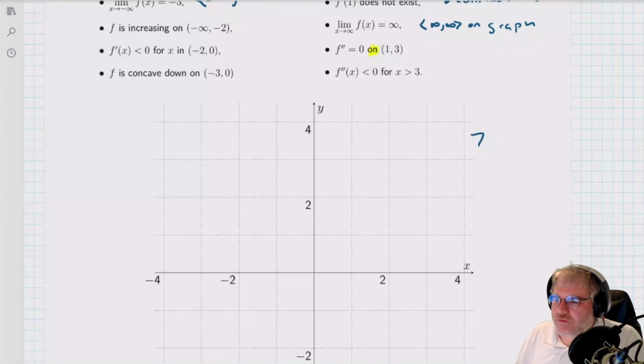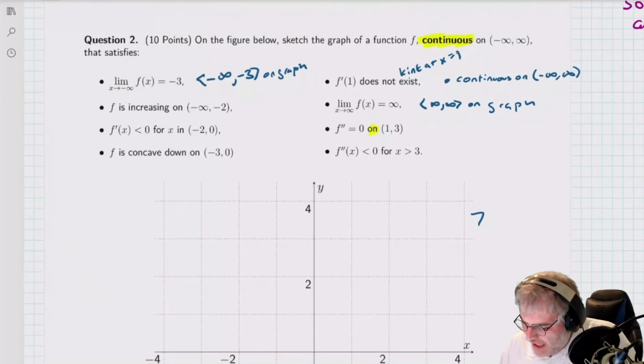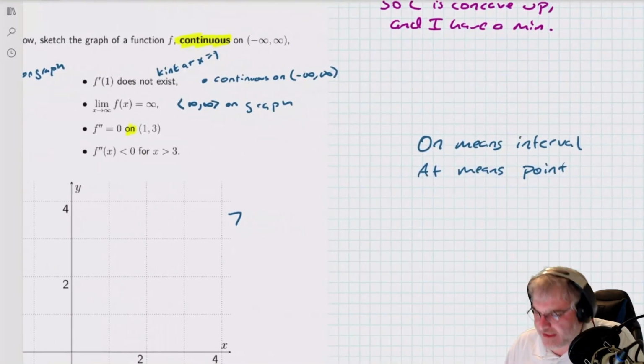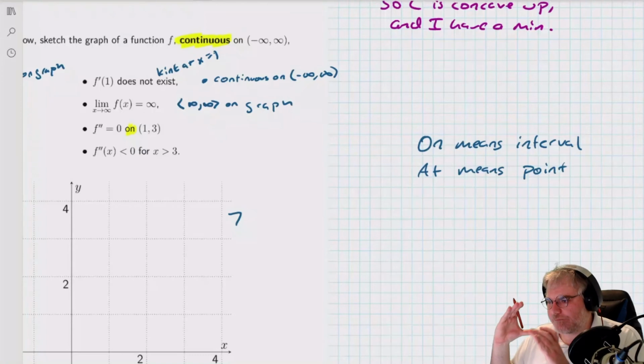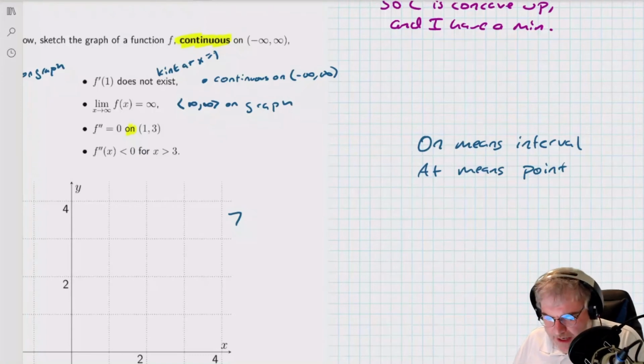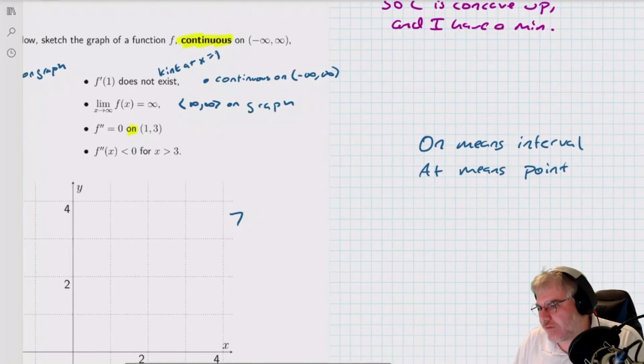Okay. So the answer that it's thinking about is in that word on. So this word on is the key. If you say at means a point, on means interval. And that's annoying. This is one of the reasons why I like to use angle braces for my points and parentheses for my intervals, right? Because I have it in parentheses, it tells me, oh, interval.